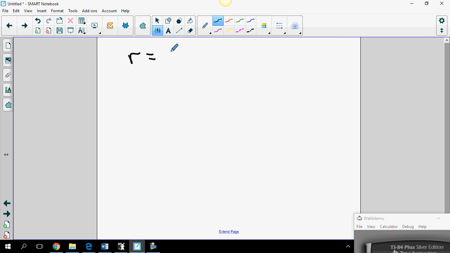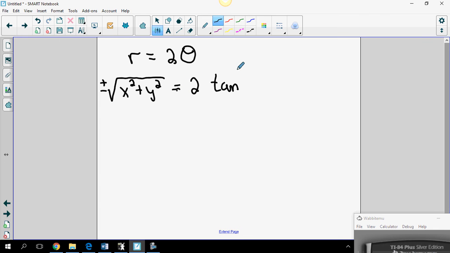R equals 2 theta. Now, this is pretty wicked because R is the square root of x squared plus y squared. Technically, it's plus or minus. Now, theta actually does equal inverse tangent of y over x, but this inverse tangent is fairly weak because of all the scribbling that we've done.